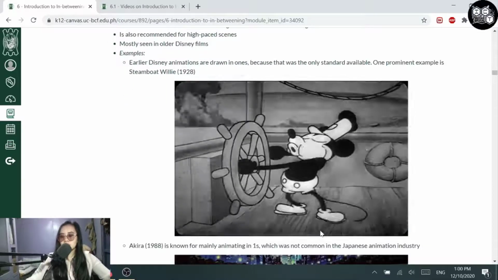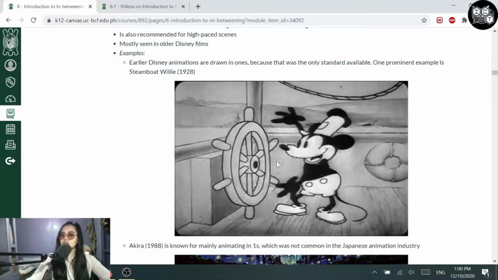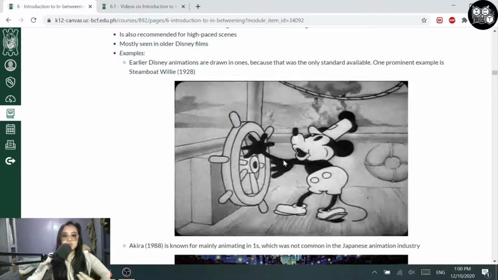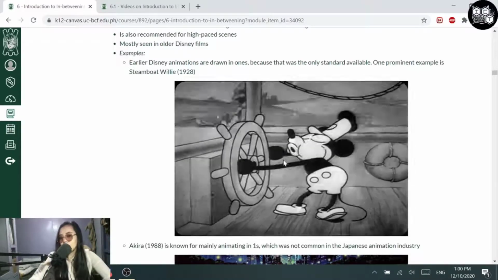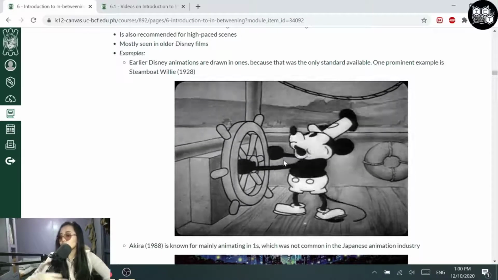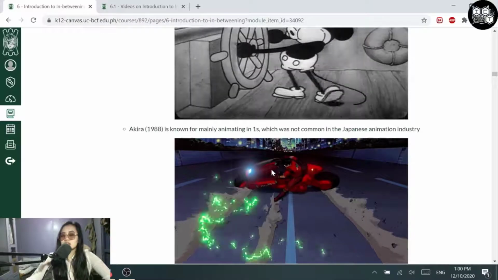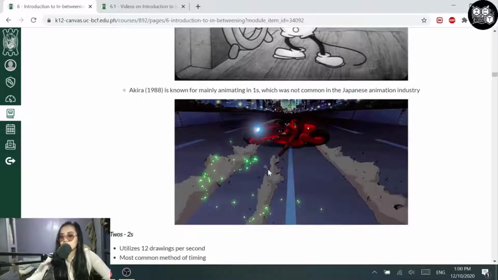The reason being, if you only use ones consistently, you would get this kind of motion that looks very bland. So with that one, there's no difference in the animation, there's no variety in the animation. So it's not really ideal for you to use ones constantly. And then as I've stated, Akira, since it's an action movie, they would prioritize mostly animating in ones.